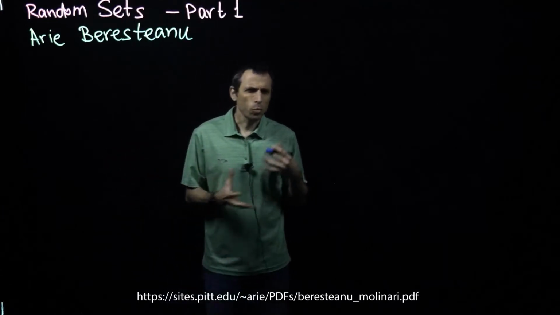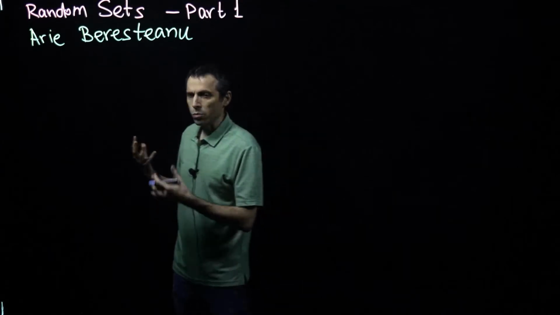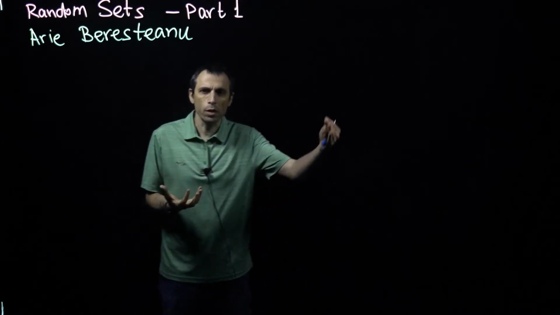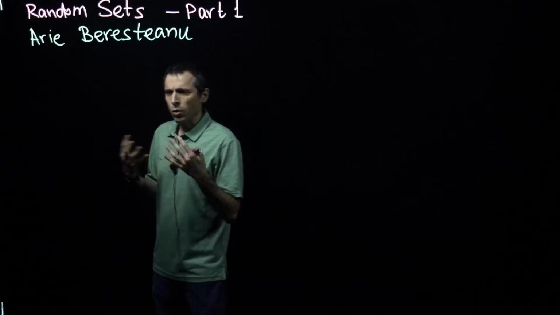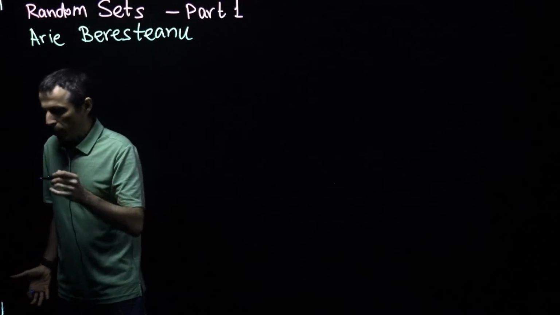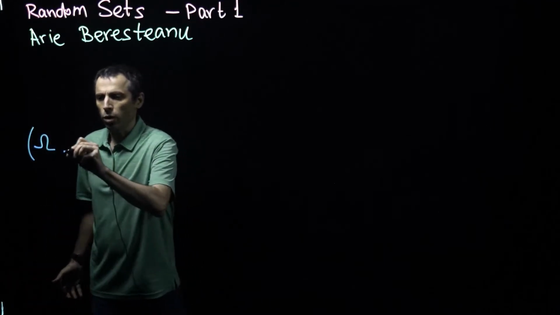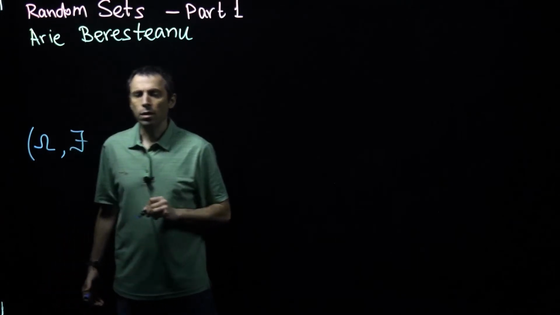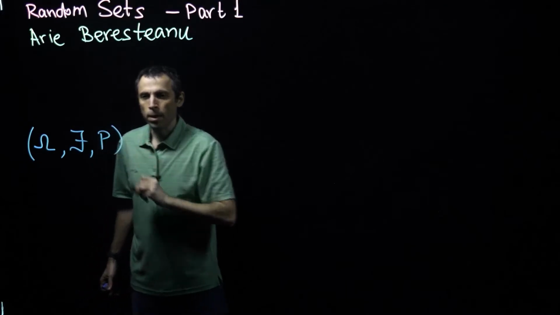So I'm going to assume that you know probability, that you know what random variables are, and that will be the starting point, and then from there we'll go on to talking about random sets. So again, the starting point is the probability space. We have omega, and we have the sigma algebra, this fancy F, and a probability distribution P.